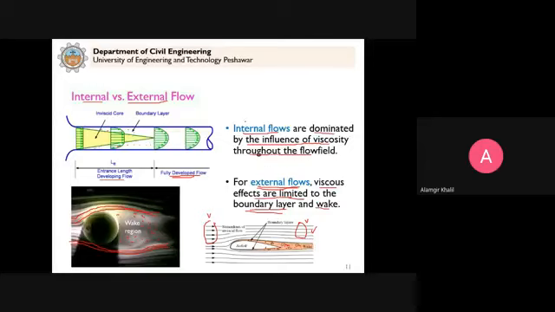This is the difference between the internal flows and external flows. In internal flows, the flow is dominated by the influence of viscosity throughout the flow field, but in external flows, viscous effects are limited to only the boundary layer and wake. So it means that outside the boundary layer, the fluid will be treated as ideal fluid. Remember this.